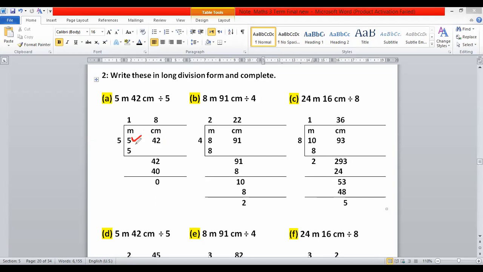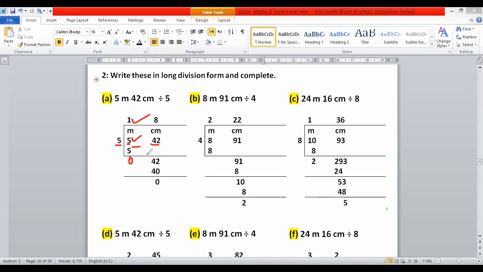Now divide, starting division from 5. Here we have 5, and 5 divided by 5, answer is 1. 5 ones are 5. 5 minus 5, 0. And after that you divide 42. Here, remember, when you get 0 remainder, no need to add. It means nothing to add with these centimeters. When you get 1 here, you have to add 100 with these centimeters. 2 means 200, 3 means 300.